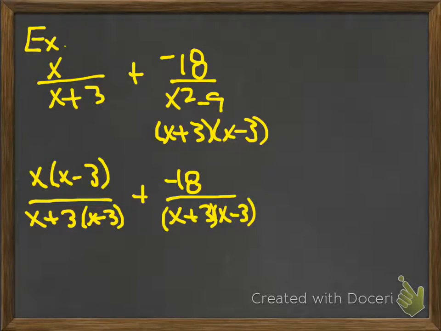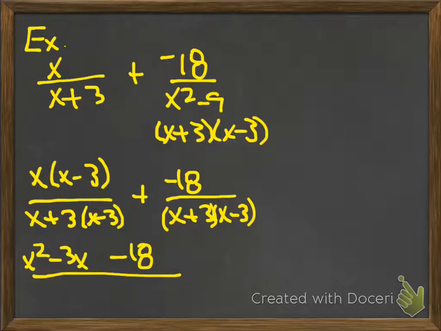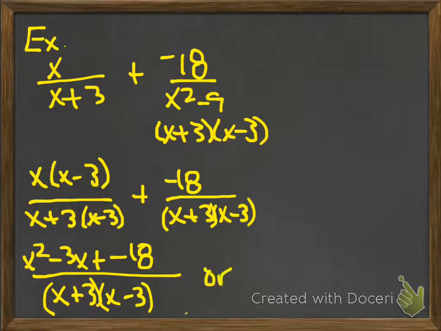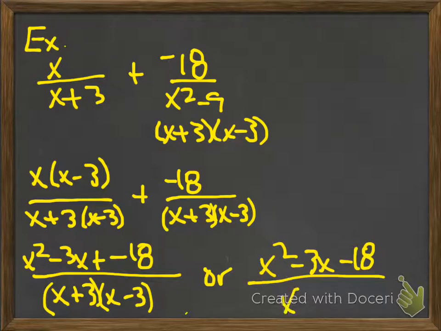Now when you multiply that out, you've got x squared minus 3x, and then you still have the -18, which is just minus 18 over the x plus 3 x minus 3. There are no like terms to combine, so essentially that's your answer. Now if you want to multiply again the x plus 3 x minus 3 and put that as x squared minus 9, more power to you. It might be what you see in the answer choices on the test, so you might want to keep that in mind.